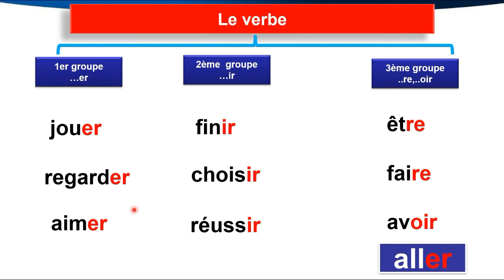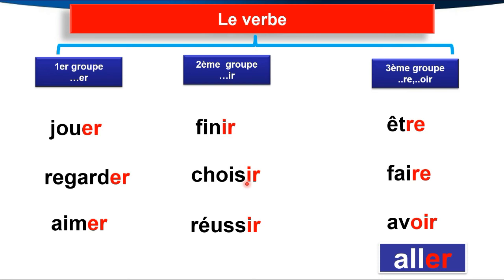First group, second group, and third group. But all these verbs are in infinitive form: to play, to watch, to love, to finish, to choose, to succeed, to be, to do, to have, or to go. All these verbs, I can't use with the subject directly. I must change the ending to be something else.